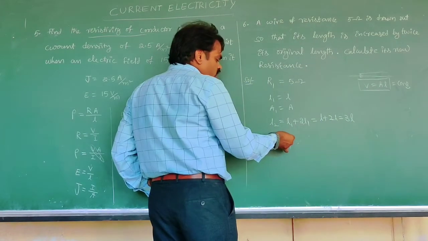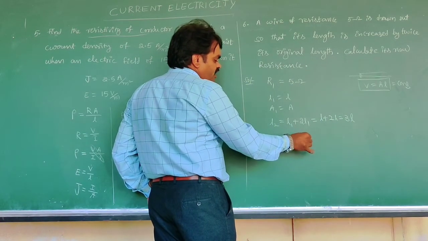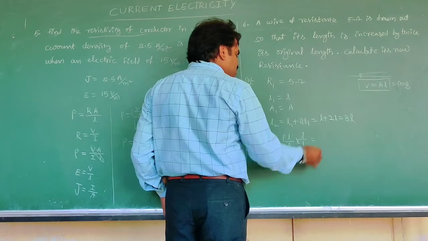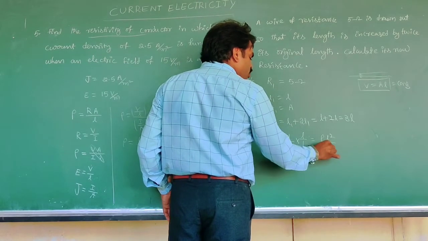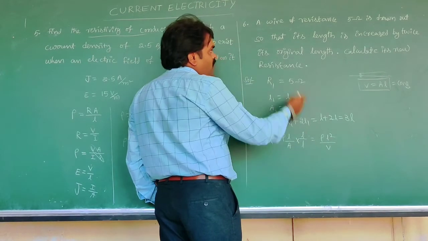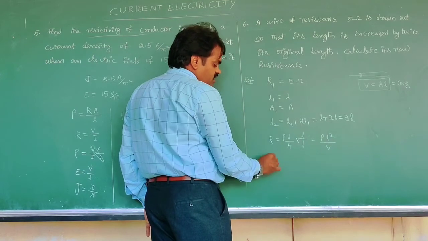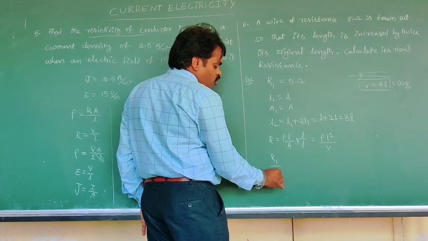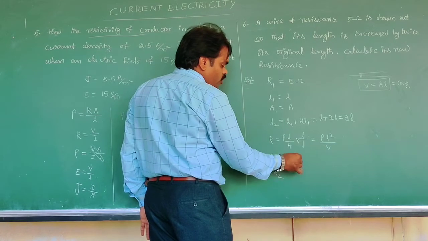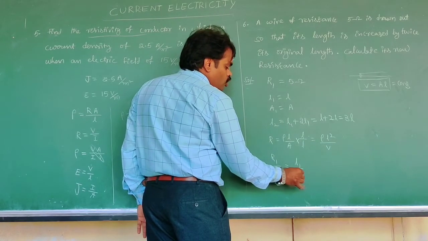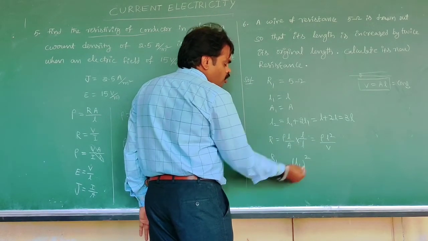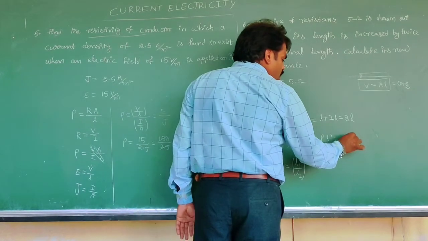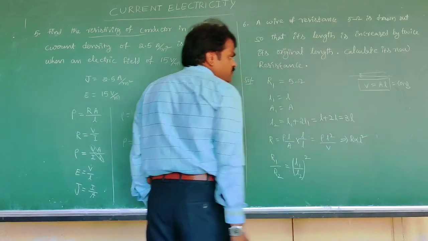Then R = rho L by A, multiplied and divided by L. Then what will we get? Rho L square by V. V must be a constant. With resistivity and V constant, R1 by R2 is equal to L1 by L2 whole square. Why? Because R is proportional to L square.